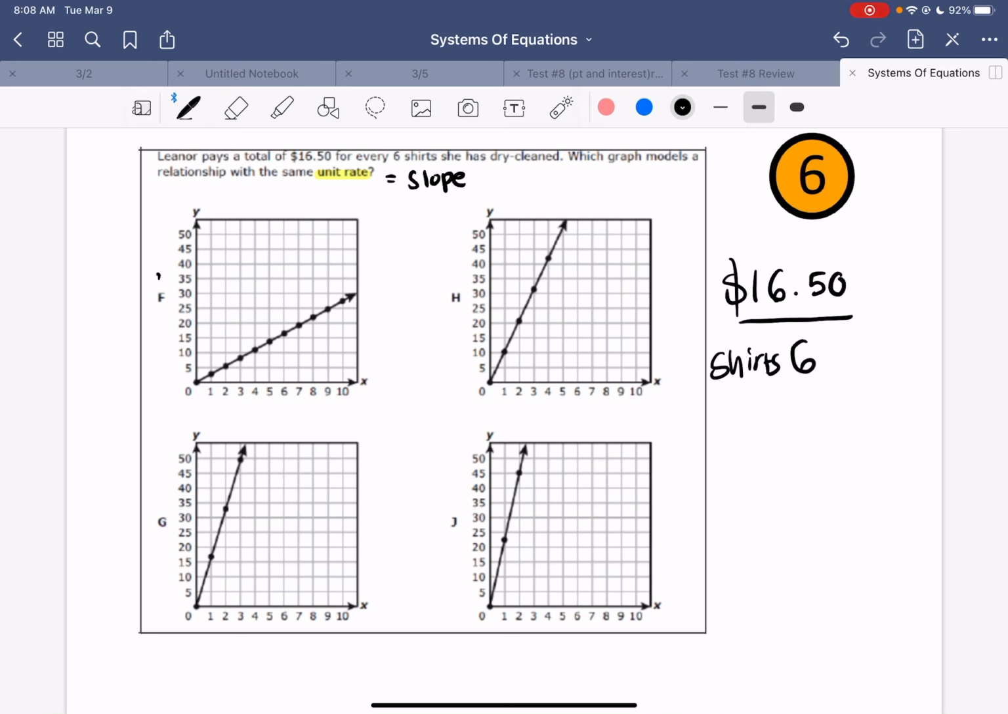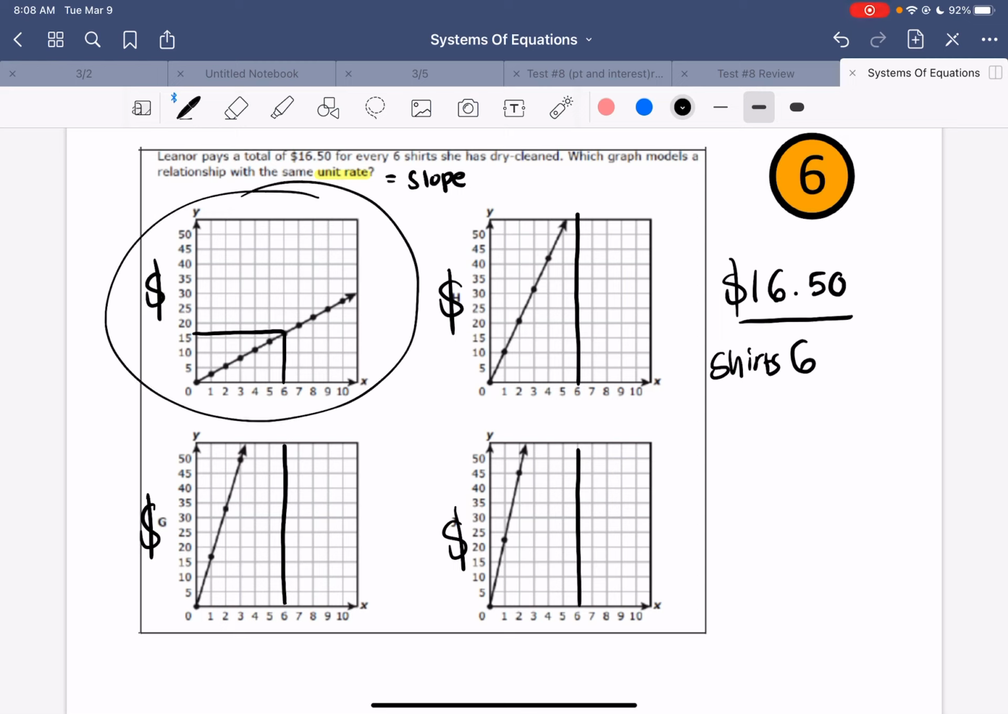So the money is going to be on the y-axis, and shirts is going to be on the x-axis. So what we could do is go over to 6 and see which one has $16.50. If we see here, the only one that has that is this one.